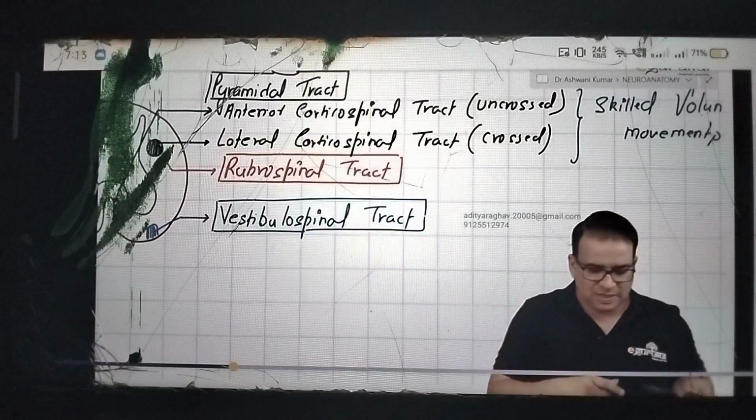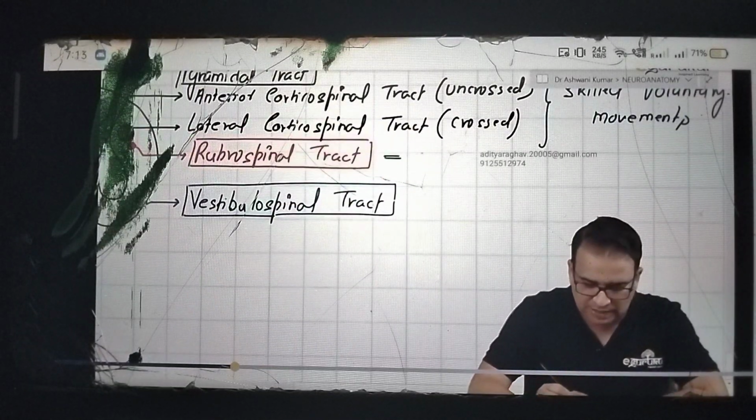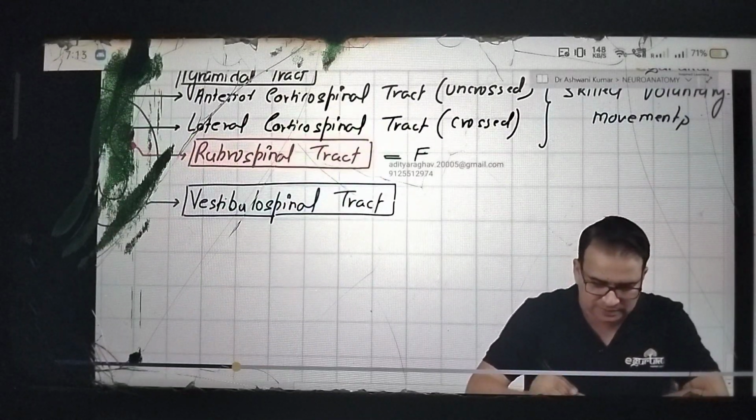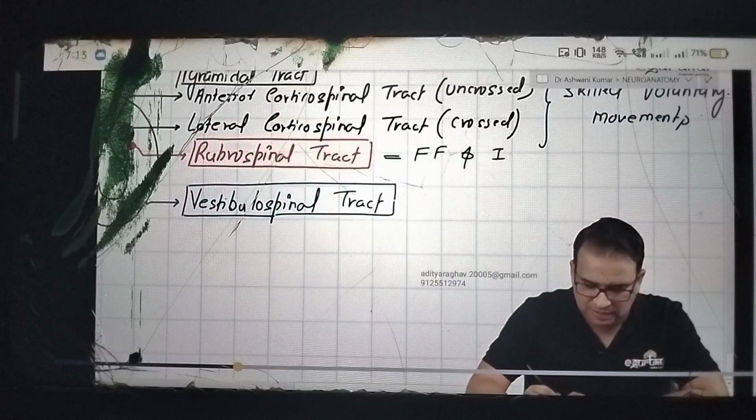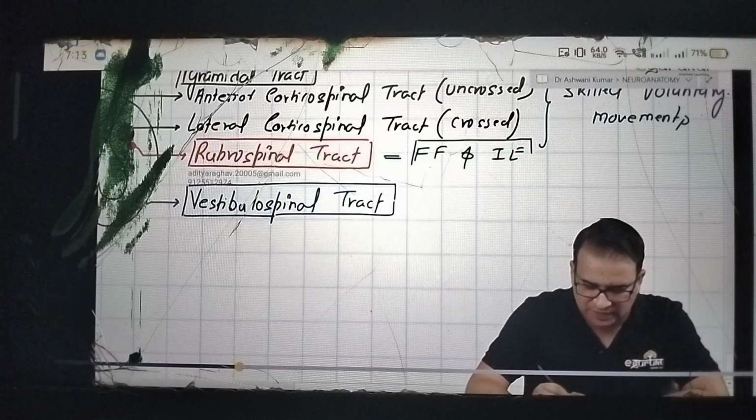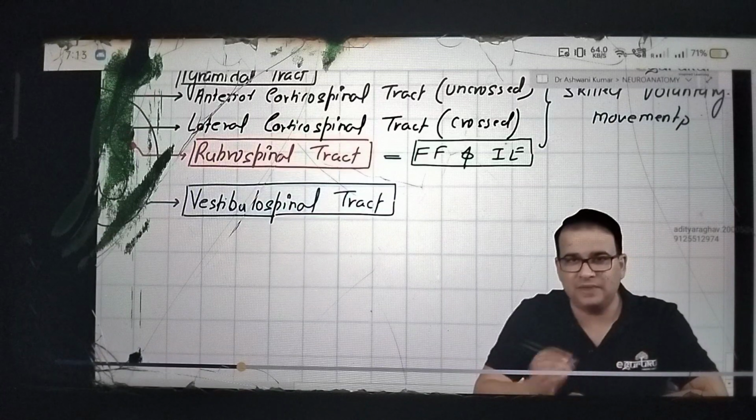Now, a comparison. We said rubrospinal tract. You remember it like this. Rubrospinal tract. It facilitates what? It facilitates flexors and inhibits extensors. You can write the full thing. It facilitates flexors and inhibits extensors.